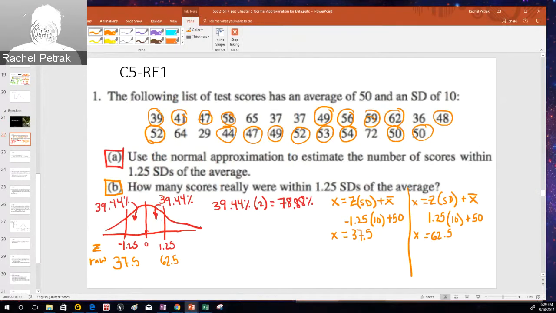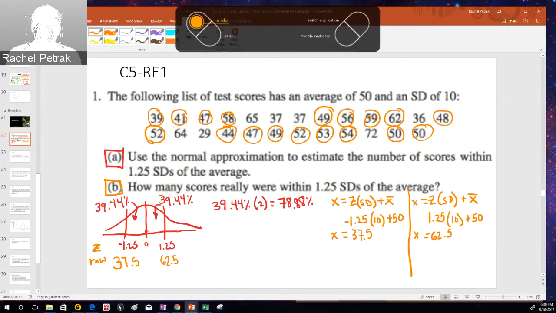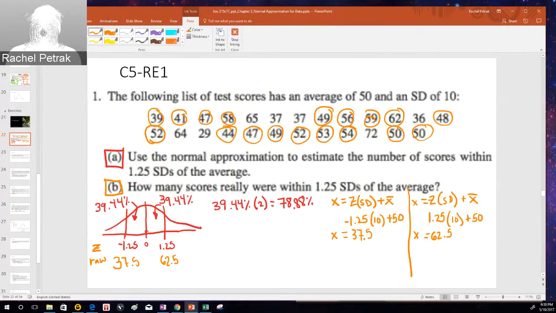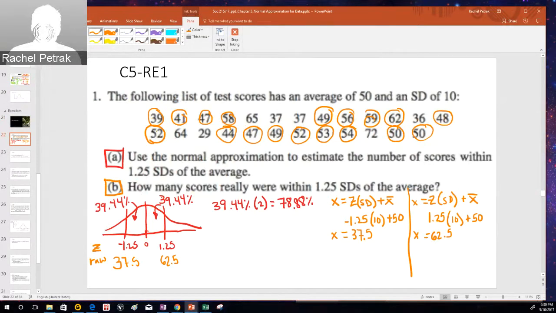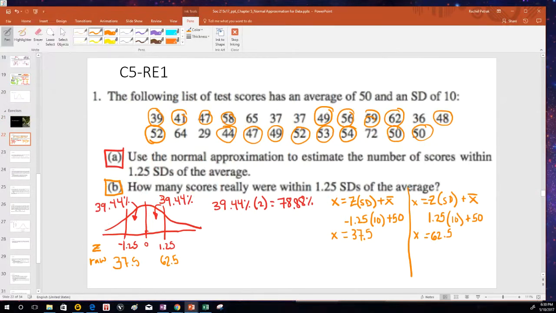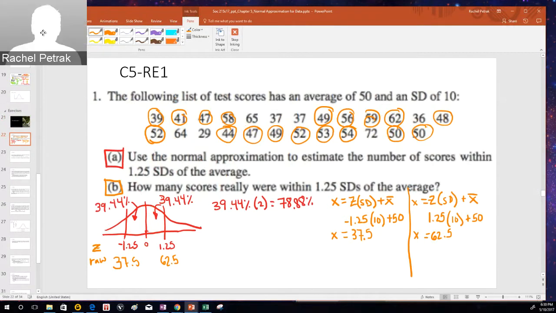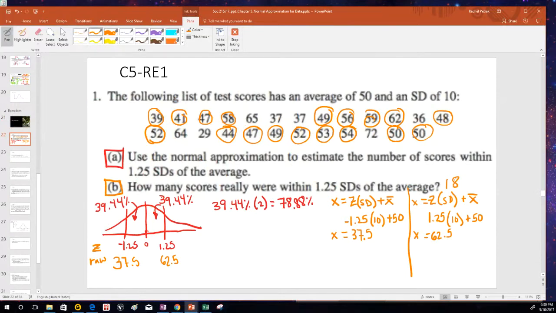So let's go ahead and visually verify that all the scores that are not circled are in fact below 37.5 or above 62.5. And I'm going to quickly verify that all the scores in my interval are correct and then count them. 18. So how many scores were really within 1 1/4 standard deviations? 18.